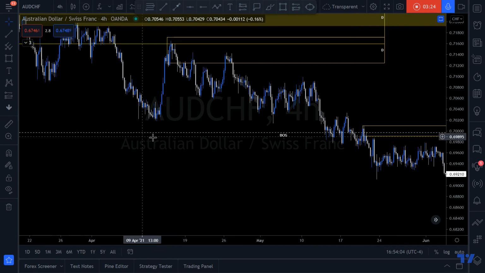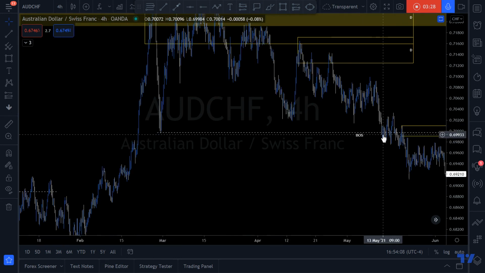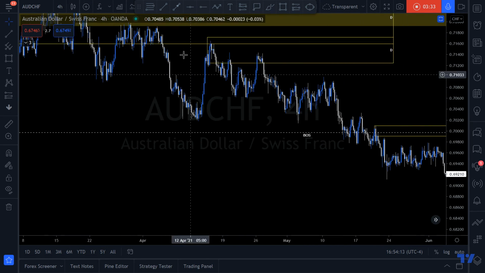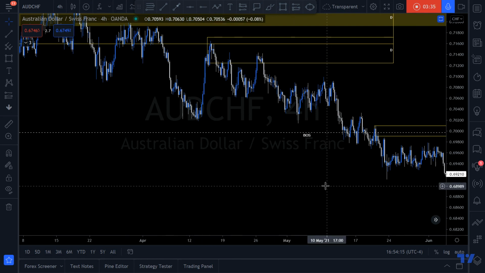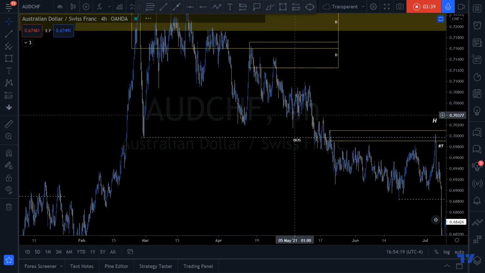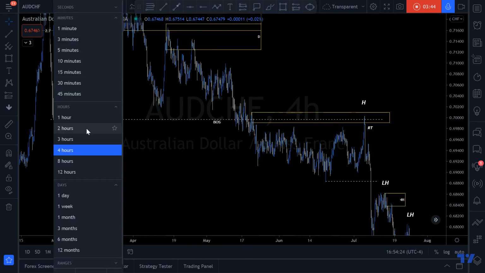Now, look at this break of structure here. You can see the low here was broken when price came down. So we definitely have a downtrend going, right? Now we're breaking structure to the downside and maintaining bearish momentum. Okay, let's go down further.